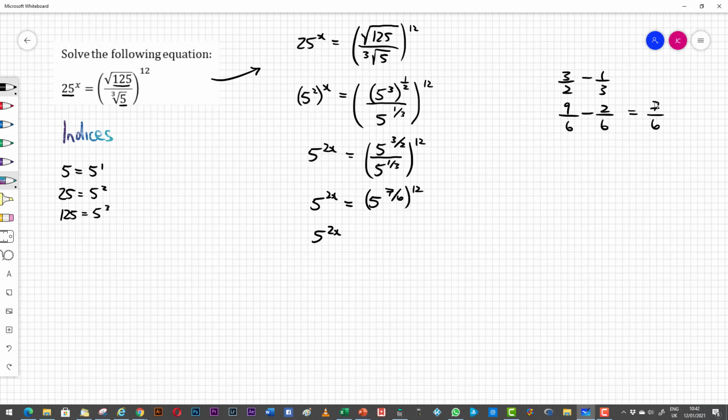So 5 to the power of 2x is equal to, now again the rule here is to multiply, so 7 over 6 times 12. The 6 will divide into the 12 twice, times 7 is 14, so that's 5 to the power of 14. And finally we have this situation where we have the same base number on each side, 5, and we can let the powers equal each other. So we're going to let those exponents equal each other. So 2x is equal to 14. And then if I divide both sides by 2, I get x is equal to 7. And that's the solution to the equation.